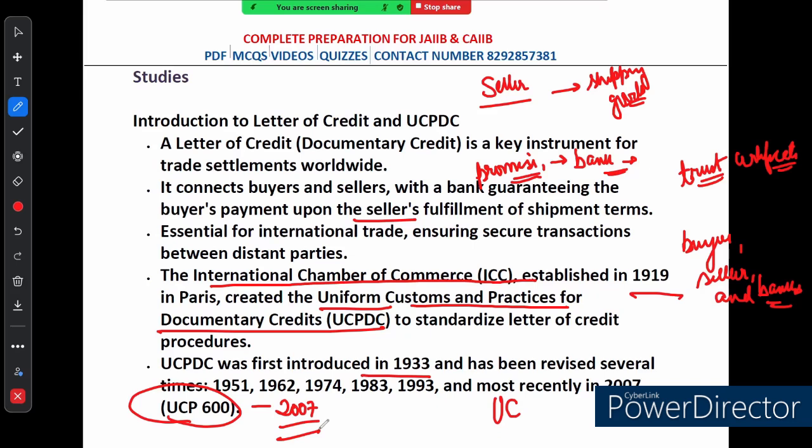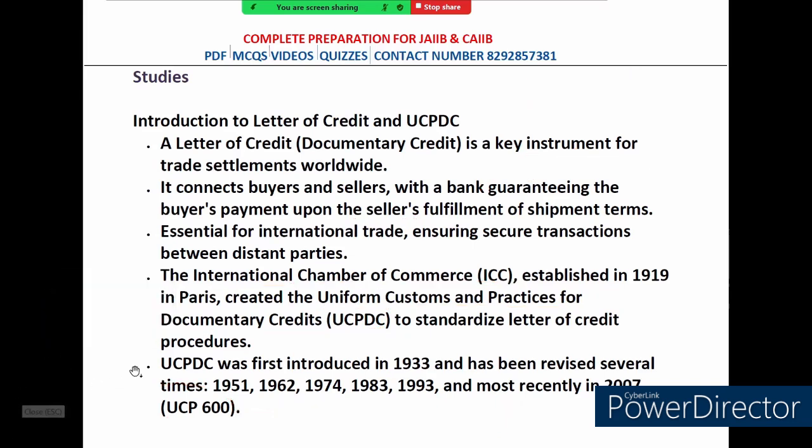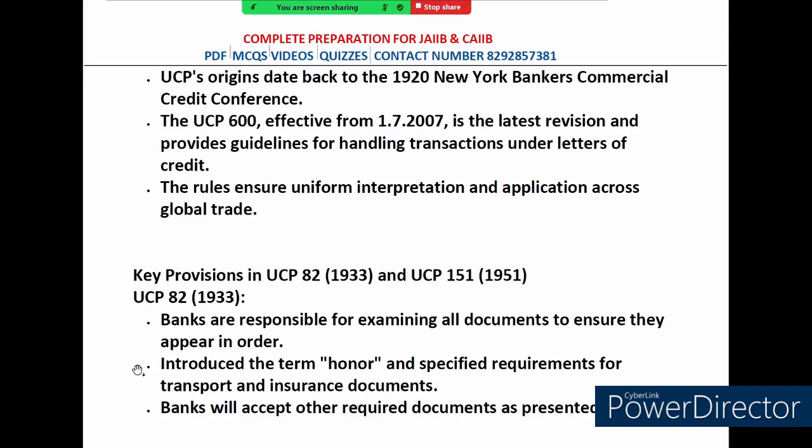So in the next slide, we will dive deeper into how a letter of credit actually works and the different types you might come across. So hopefully you have understood the basics of the letter of credit. Now let's talk about the concept of a letter of credit and the origin of this guideline.